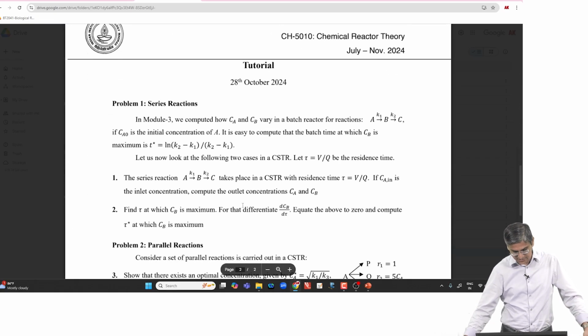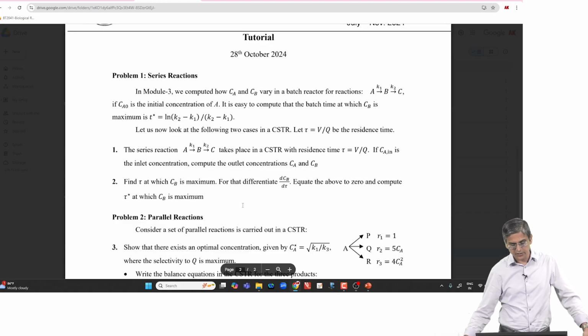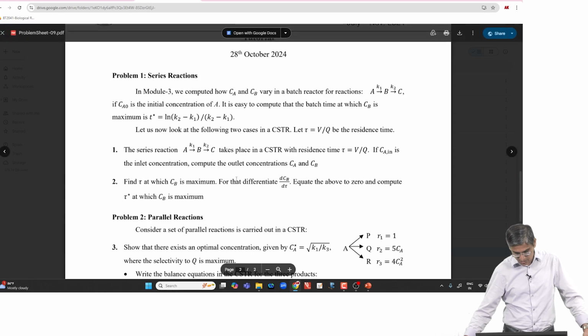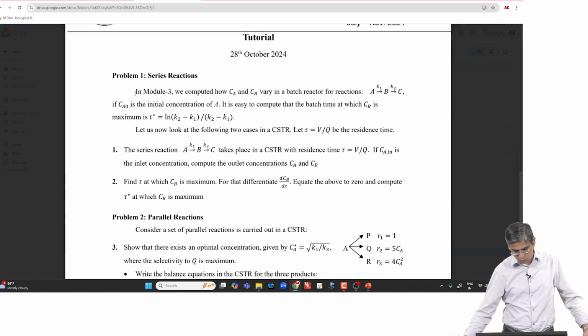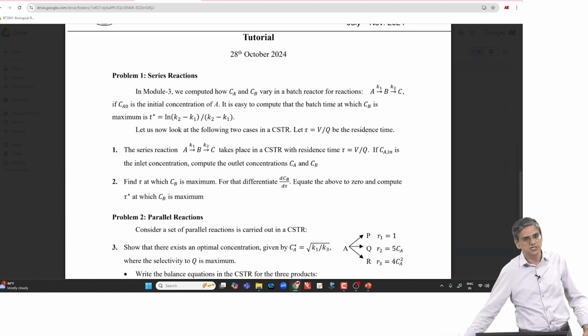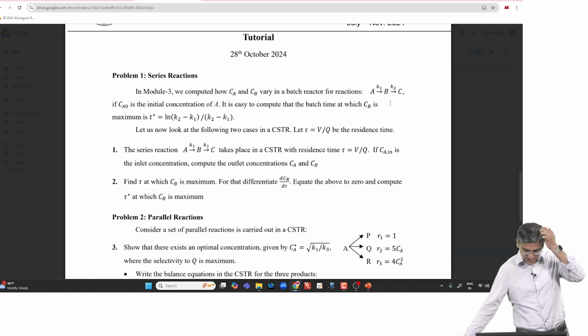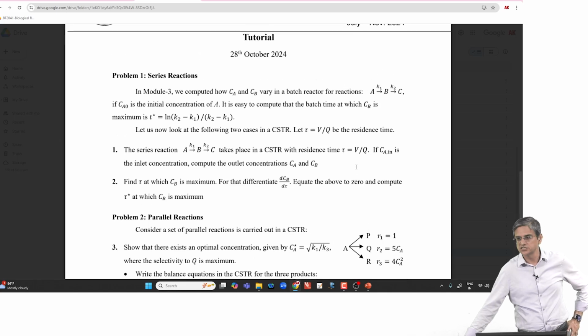In the next class, what we are going to do is take a tutorial. Okay. For the first 10 minutes, I will take time to actually show what you would have done in your undergraduate for A to B to C in a batch reactor. Again, in your undergraduate, you would have also done A to B to C in a CSTR, but doing that in a CSTR will be your tutorial problem. Okay. So, that is what we will do. Over the weekend, I will upload a few reading materials for you on the website.